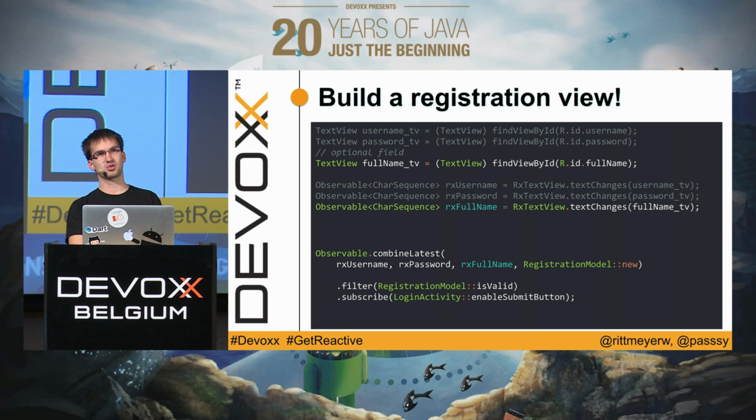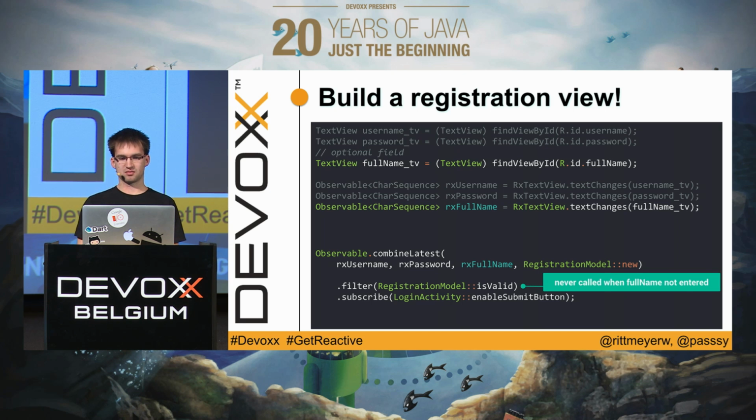I did this personally in a project. I thought, hey, this is perfect. I need to combine the latest items emitted, and then I show the submit button and enable it if everything is filled. But it doesn't work because my filter method was never called, and I couldn't figure out why. And this is the problem of this combineLatest. CombineLatest combines the latest items, but if an observable never emits an item, there's nothing to combine. So this RxFullName, the full name of the user, never emits an item because it's an optional field and the user might not have given his name.